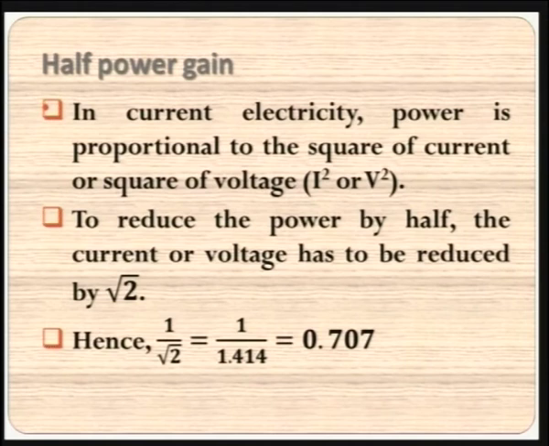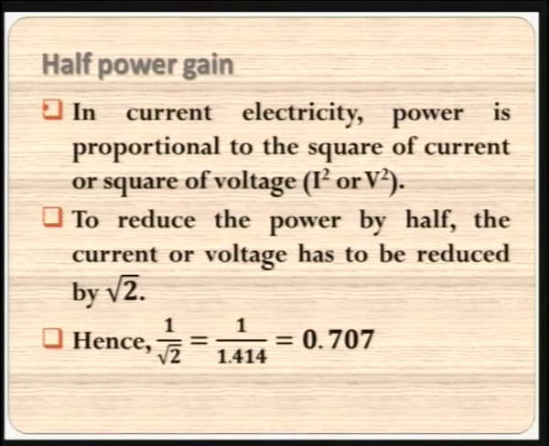In the current electricity, power is proportional to the square of the current or the square of voltage. So, it is shown within bracket I square or V square. Shall we recall to our mind the expression we have for power? It is nothing but the product of current and voltage. V multiplied with I is power. When you want to write it in terms of either the current or the voltage alone, then it is I square R or V square divided by R. These are the two expressions we use in electronic circuits for power.